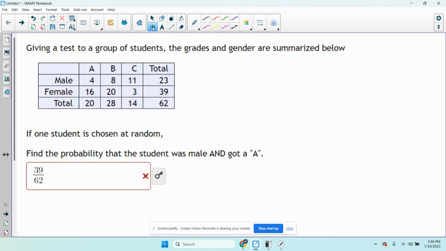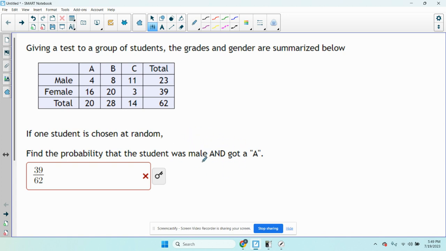Okay, so this is the first question. There's only three, I believe. Given a test to a group of students, the grades and gender are summarized below. If one student is chosen at random, find the probability that the student was male and got an A. So it's going to be when you have the table here.